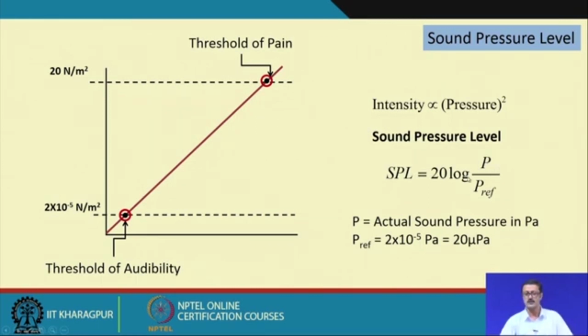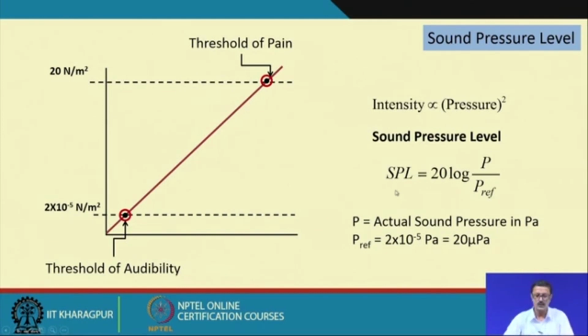But please remember, there is a slight change in this equation with respect to the other two. It is actually 20 log, not 10 log. Why is it 20 log? Because the intensity and the pressure are related like this: the intensity is proportional to pressure square. We will discuss this in lecture number 5. So, that is why the SPL, the sound pressure level, is 20 log, not 10 log.